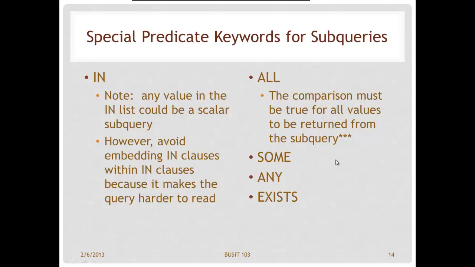Special predicate keywords for subqueries. There's IN, which is any value in the IN list, and it could be a scalar subquery. However, avoid embedding IN clauses within IN clauses because it makes the query harder to read. And ALL is where the comparison must be true for all values returned from the subquery. There's also SOME, ANY, and EXISTS.